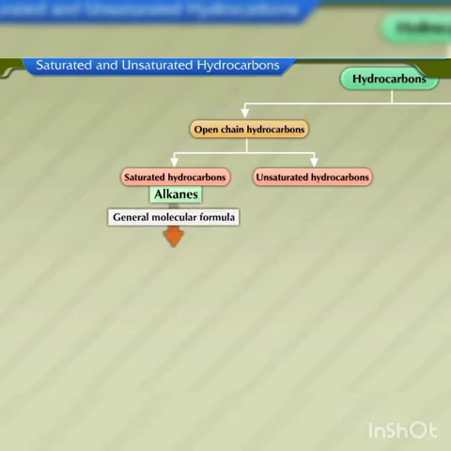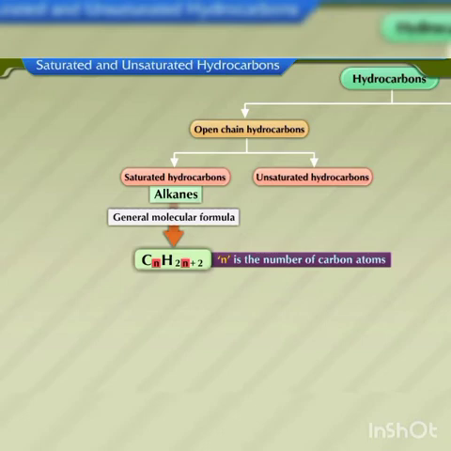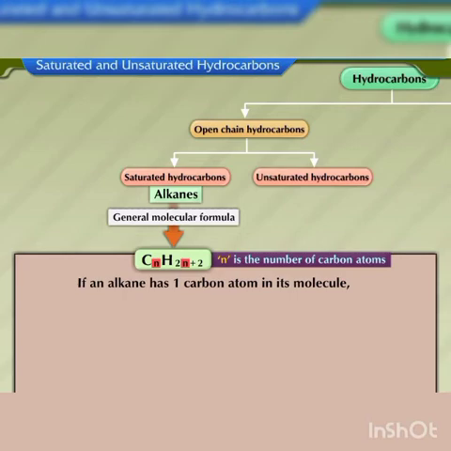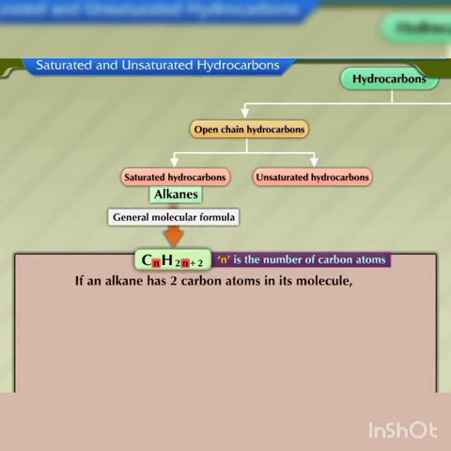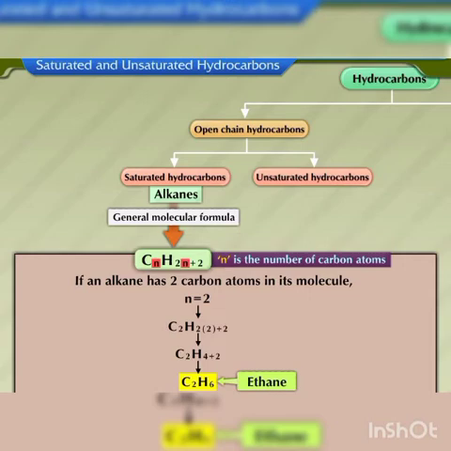The general molecular formula for an alkane is CnH2n+2, where n is the number of carbon atoms. If an alkane has one carbon atom in its molecule, then the value of n is 1 and its molecular formula is CH4. This is the molecular formula for methane. If an alkane has 2 carbon atoms in its molecule, then the value of n is 2 and its molecular formula is C2H6. This is the molecular formula for ethane.